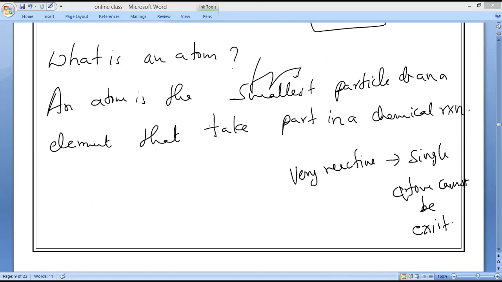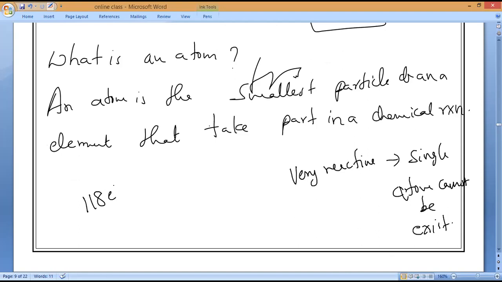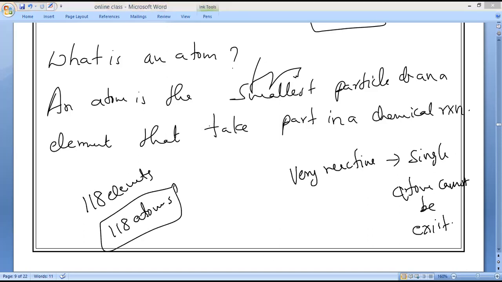There are so many kinds of atoms as there are elements. Till today we have 118 elements known to us, which means 118 different atoms known to us. Each atom cannot exist singly, so they combine with atoms of the same element and are always together. Okay, everyone? Understand? That is what you have to remember.